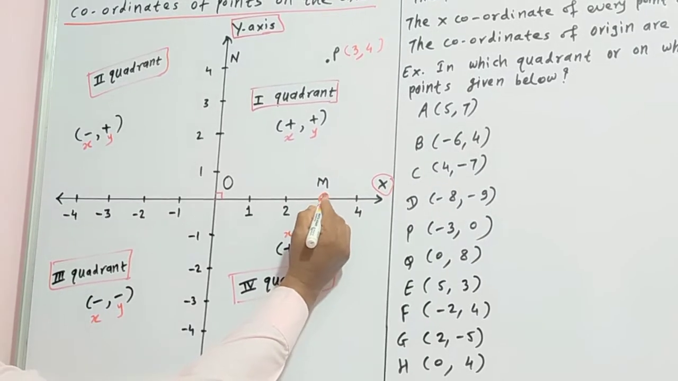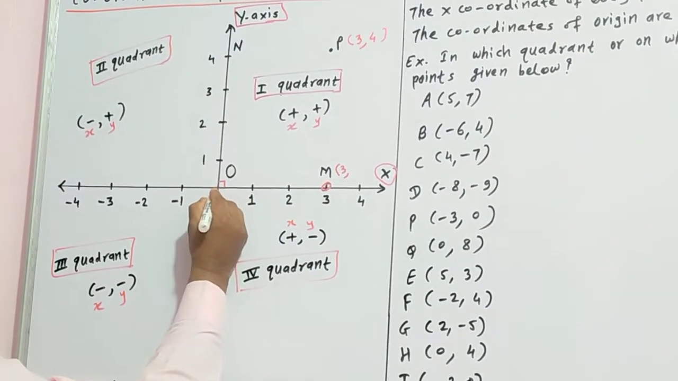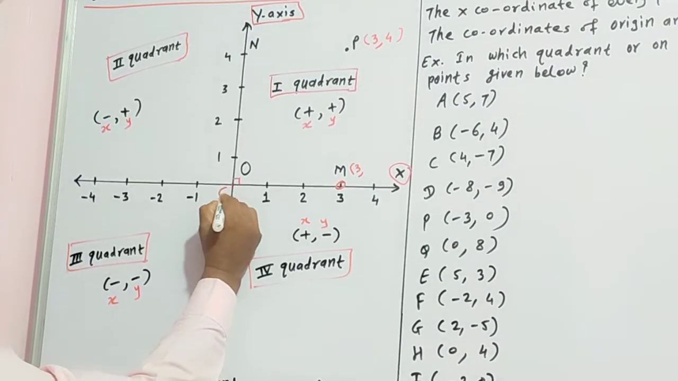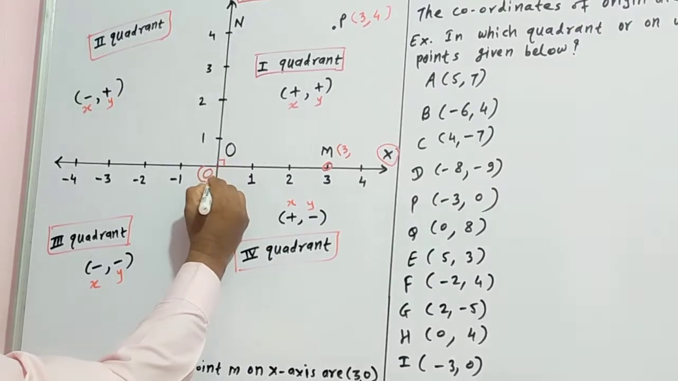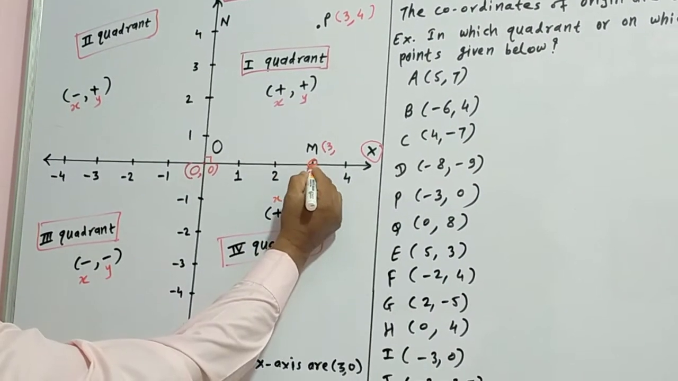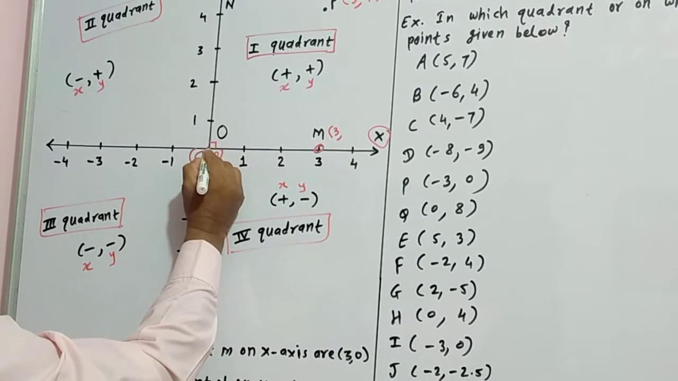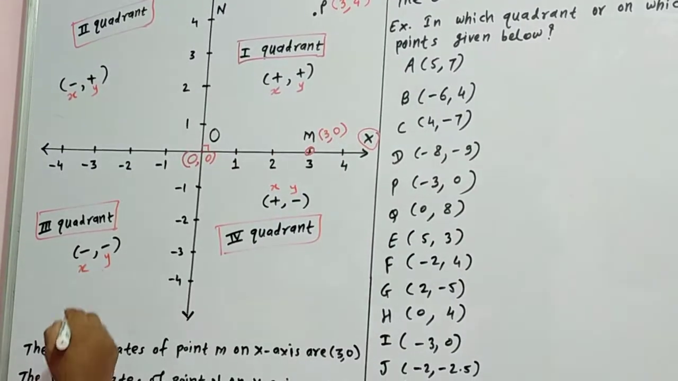Then we have to find the coordinates of point M. It is on the x axis, so its x coordinate is 3, and to find the y coordinate we have to go here. Here is 0. So first I will explain the coordinates of origin O. 0, 0, x coordinate 0, y coordinate 0. To find the y coordinate of M, you go on the y axis. Here is 0, that's why its y coordinate is 0.